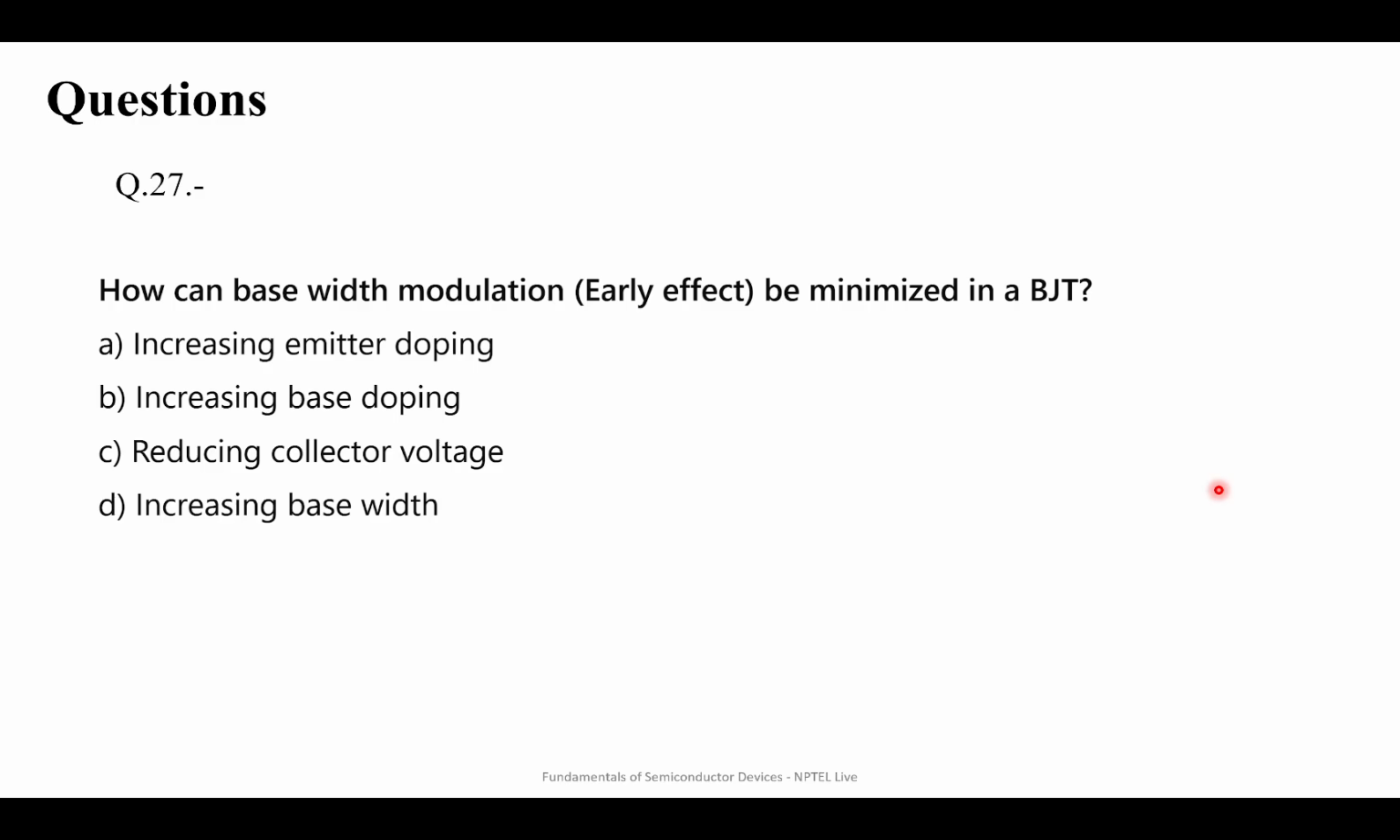How can base width modulation early effect be minimized in a BJT? Increasing emitter doping, increasing base doping, reducing collector voltage, increasing base width.